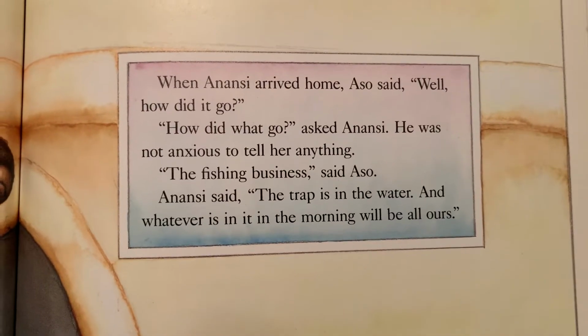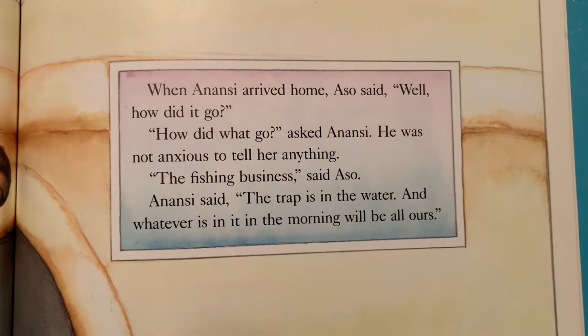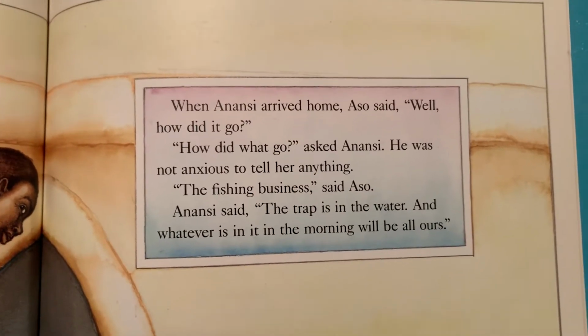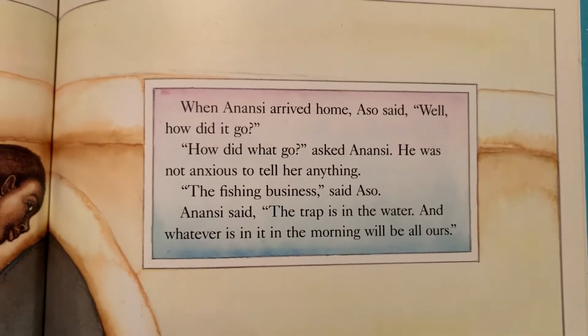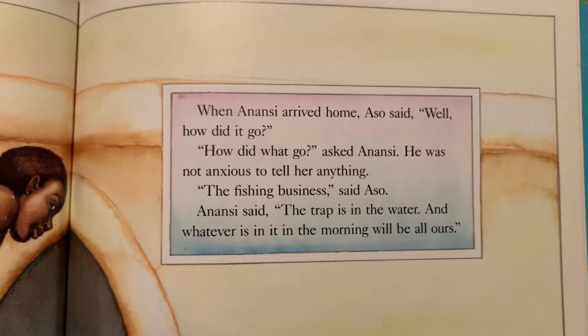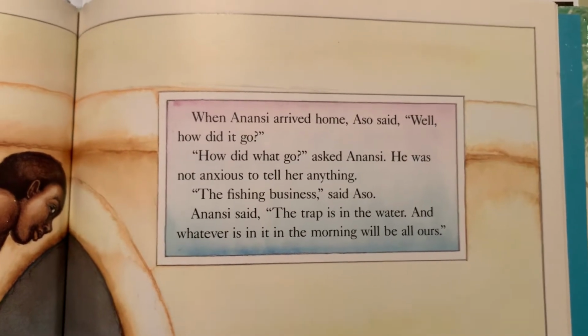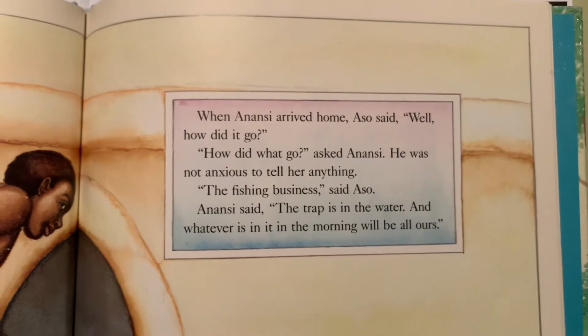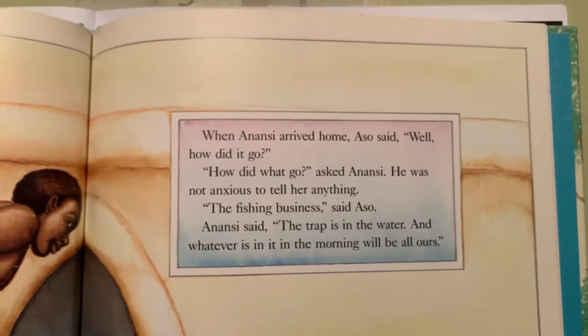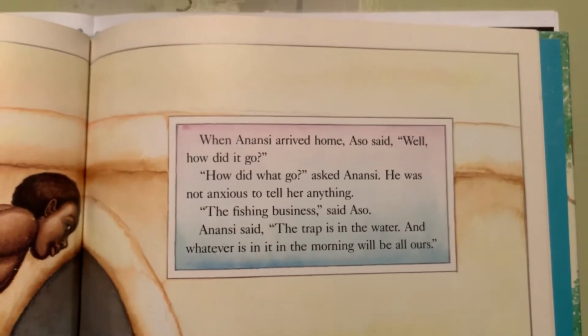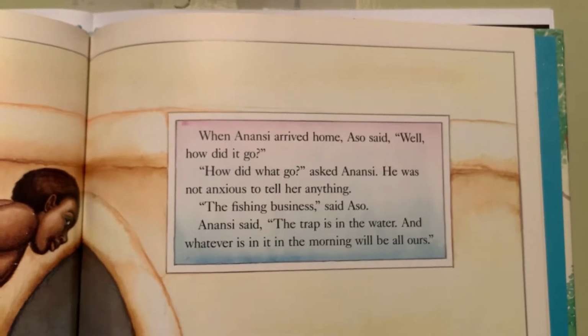When Anansi arrived home, Aso said, "Well, how did it go?" "How did what go?" asked Anansi. He was not anxious to tell her anything. "The fishing business," said Aso. Anansi said, "The trap is in the water, and whatever is in it in the morning will be all ours."